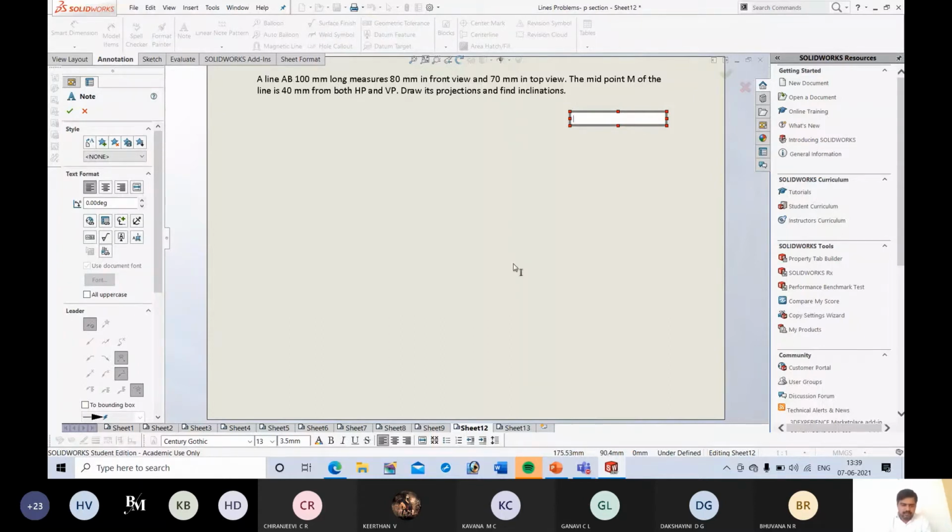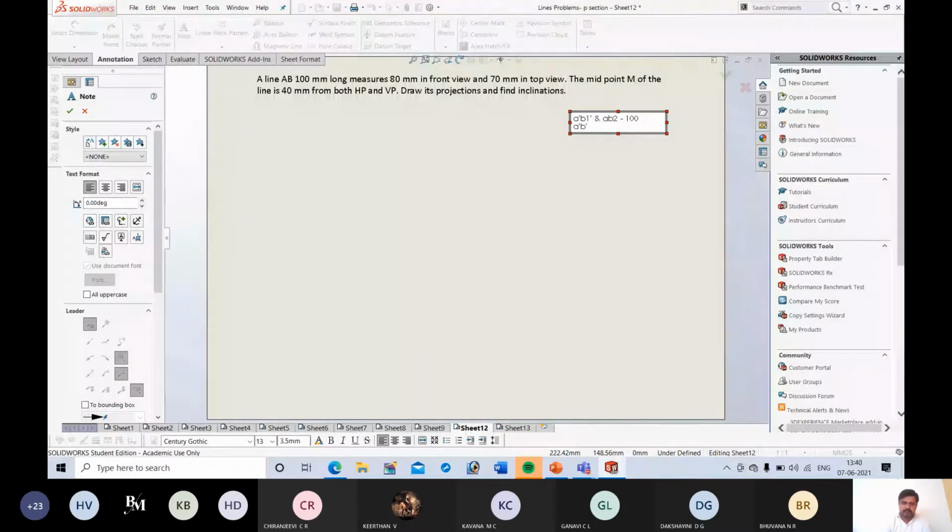So that is A dash B dash, given, and A B, so these are the true length lines. Its length is given as 100 mm. Next, I know the front view, that is A dash B dash, given as 80. Next, the top view, lowercase ab, 70.